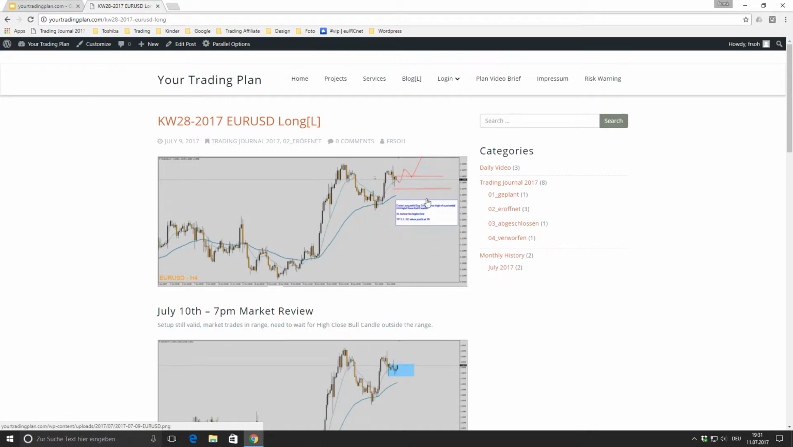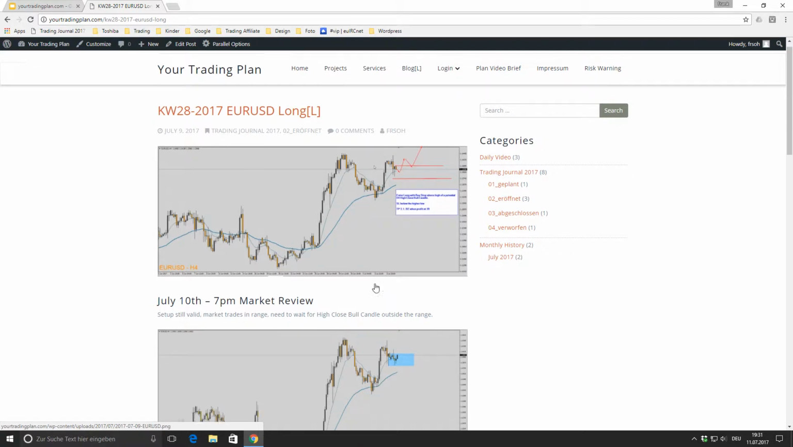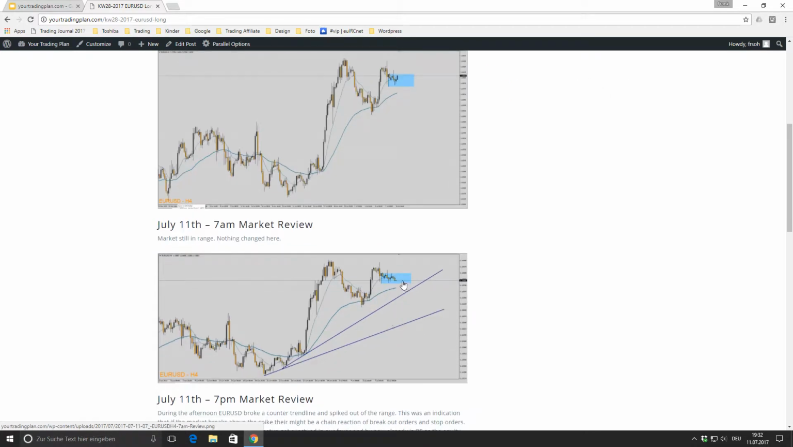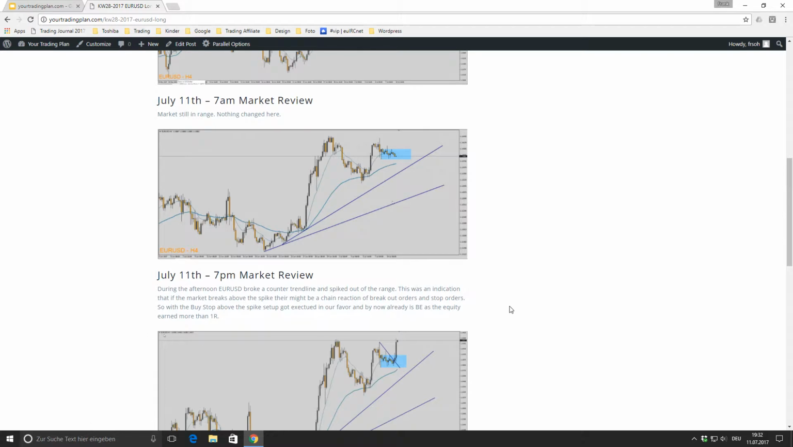Also our plan was here, we would like to see a breakage of the range, and then we would like to go in. Yesterday evening we saw the market still ranging. This morning we saw it was still ranging, right? So then during the day it happened.